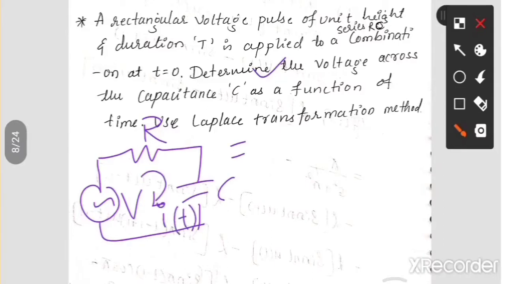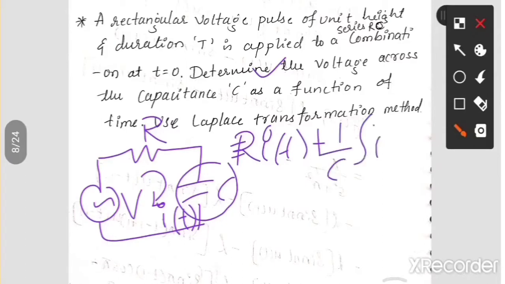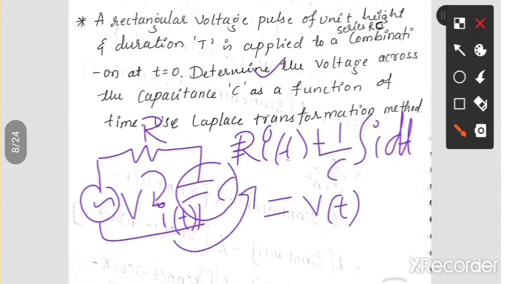Now to calculate this, what we have to do is apply KVL for this circuit. Apply KVL: R into I of t plus voltage across capacitor, which is 1 over C integration of I into dt, okay, equal to V of t, which is we have applied KVL for this. Okay, now we have to take a Laplace transformation of this given signal.